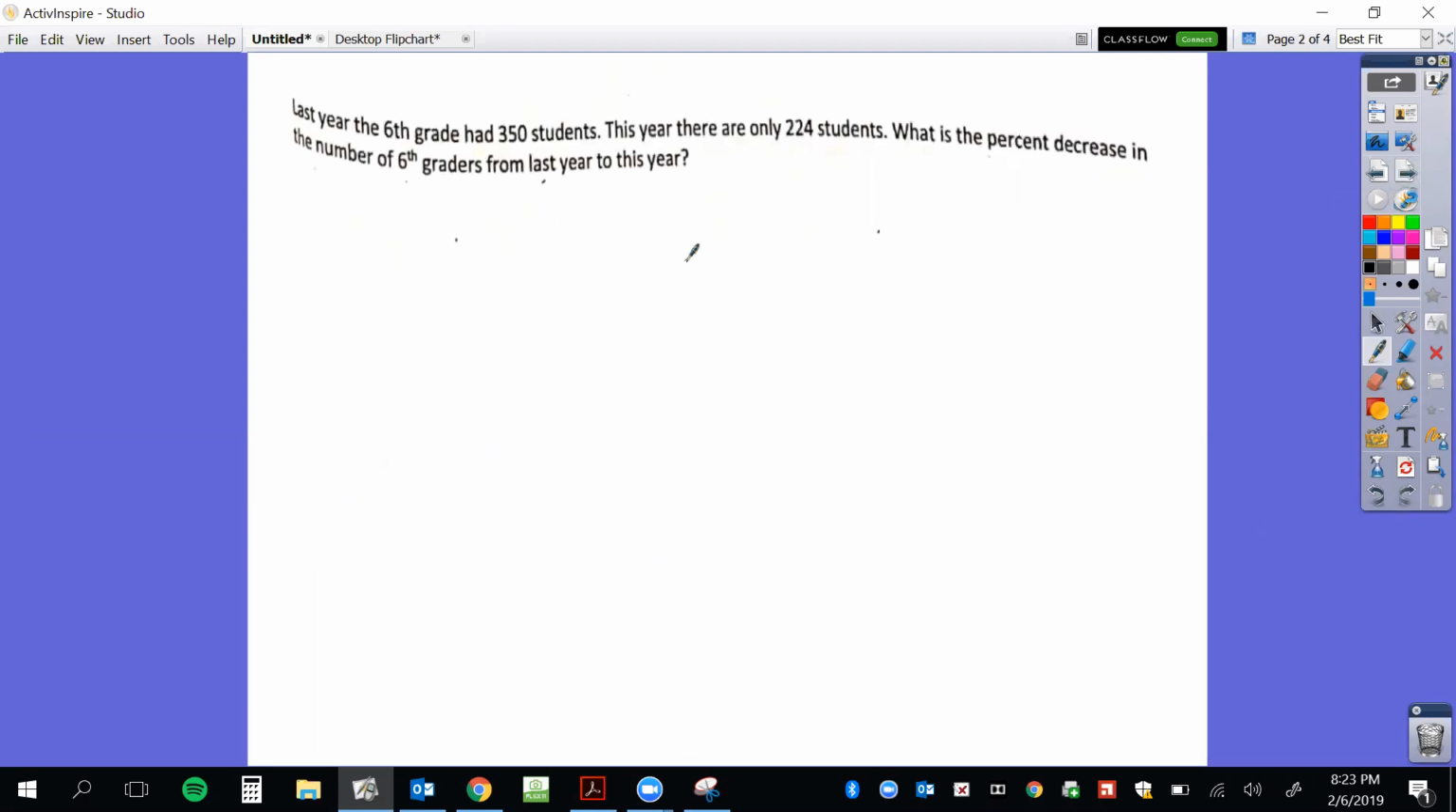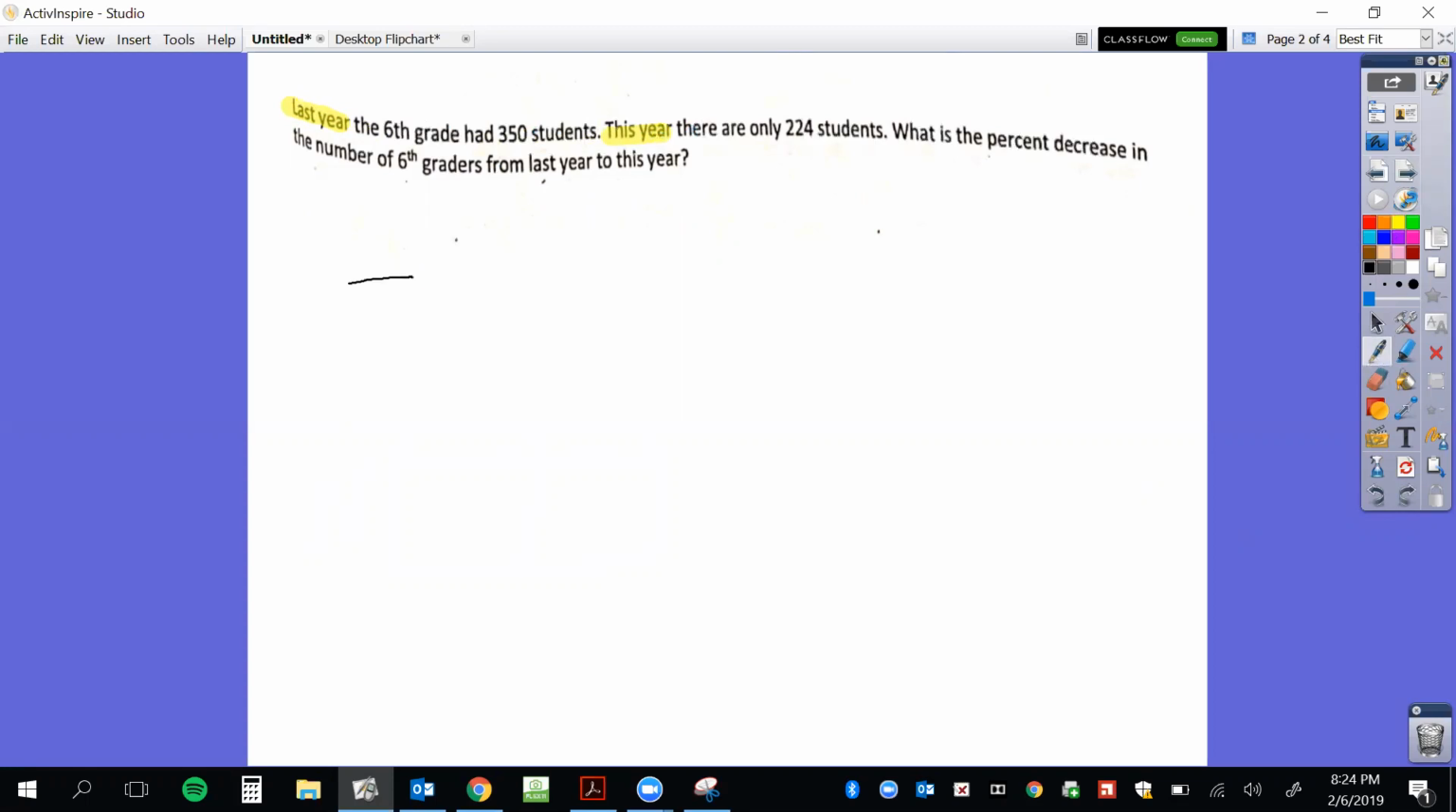The first problem is here. It says last year, the 6th grade had 350 students. This year, there are only 224 students. What is the percent decrease in the number of 6th graders from last year to this year? Right here is very important. It said last year, and then it said this year. So we need to keep that in mind as we solve this.